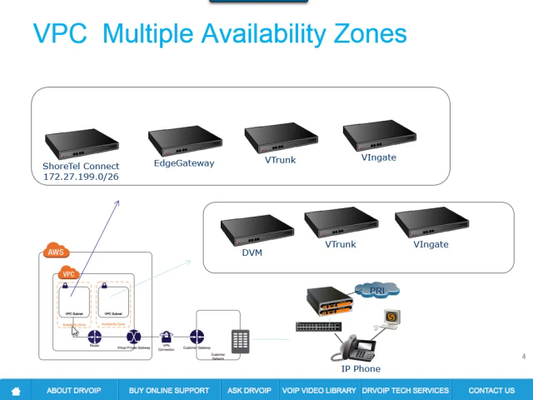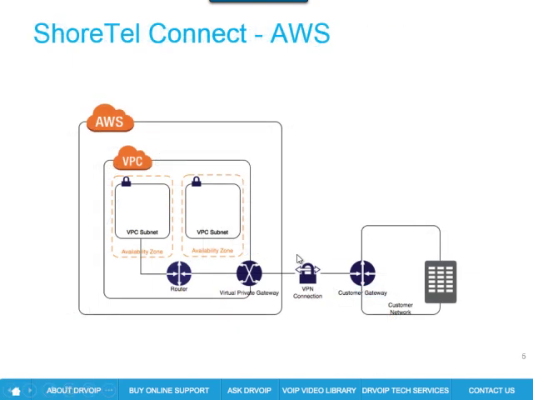So basically we'll create a subnet here, other subnets in different availability zones. They can all talk to each other. Perhaps we'll put a ShoreTel switch, some edge gateways, a trunk switch, virtual in-gate, so we can bring our SIP trunks right in there as well. And perhaps in another availability zone, we'll install a DVM and more trunks. And you can do the entire deployment that way.